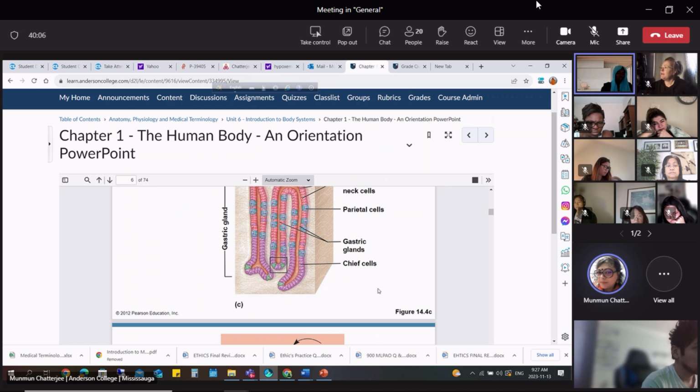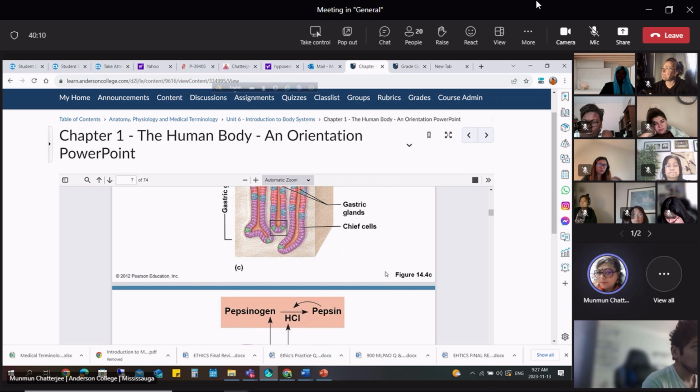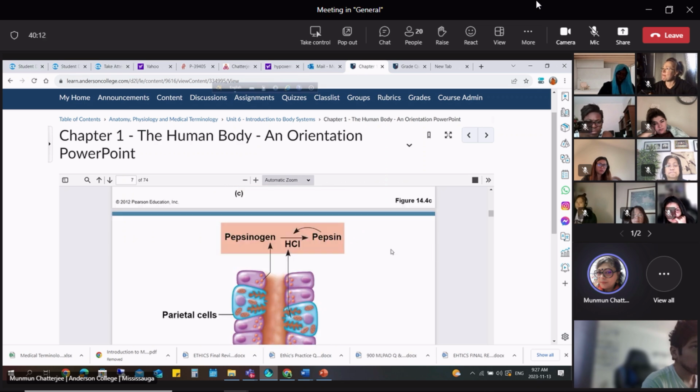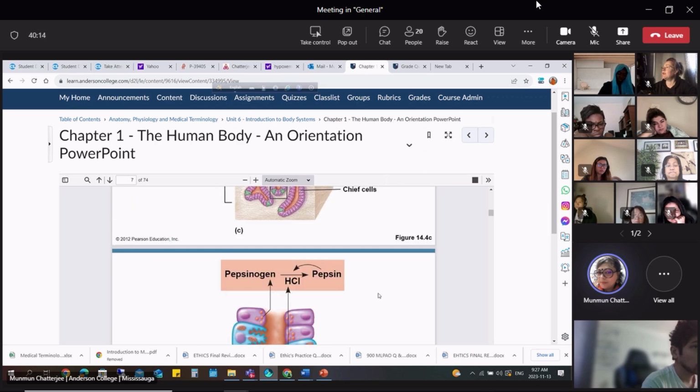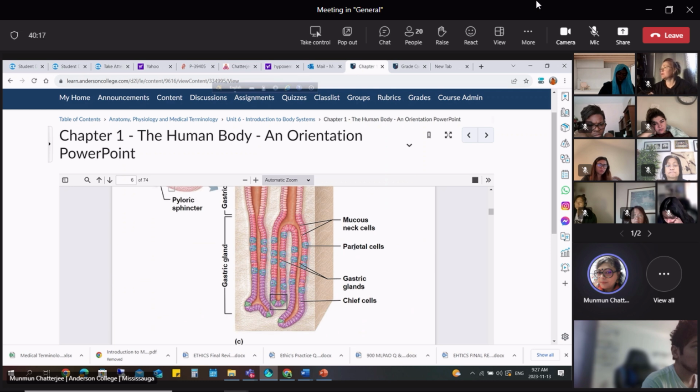We are going to learn the functions one by one. It's not easy to remember everything. Again, a lot of remembrance. And if you go further, here what you are seeing is the making of parietal cells.